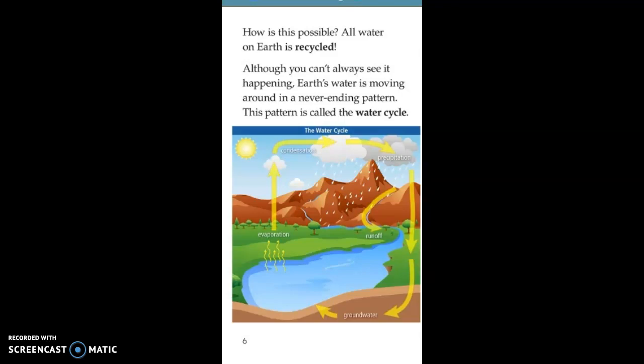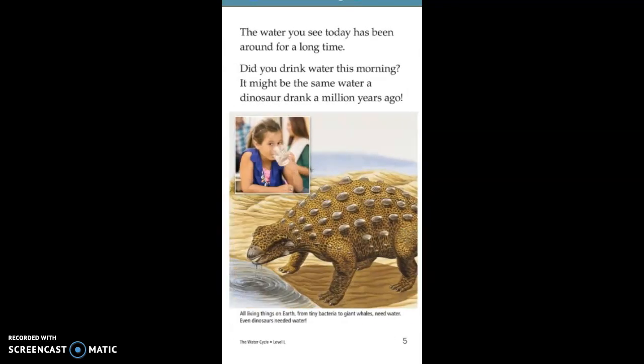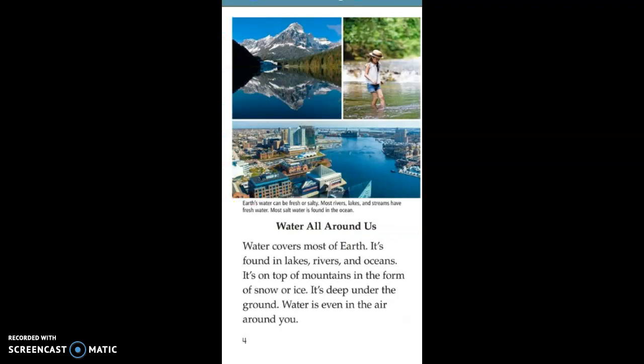So today I want to remind you that authors put things such as diagrams and pictures into our informational text to help us understand better what we're reading about. So I'm going to use this example here. This is about the water cycle, and I'm going to go back to the page before, and we're going to talk a little bit about the water all around us, and talk about how that diagram helps us understand what we're reading. So I'll go ahead and start to read.